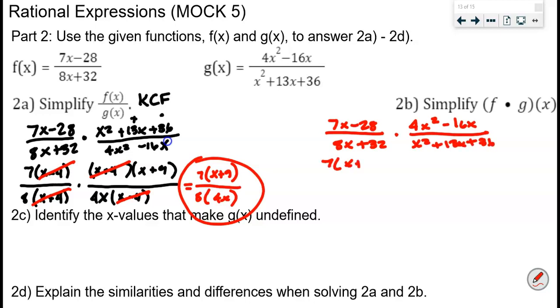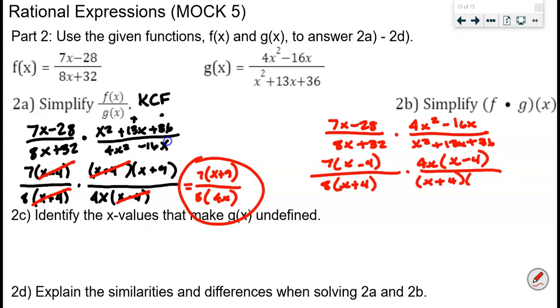So 7 times x minus 4, no, sorry, I did that again, y'all. This one's going to be 8 times x plus 4, times we got 4x here, we got x minus 4. And then here we've got x plus 4 and x plus 9, right? I only see one thing that reduces, y'all. The 4 and the 8. So this 4 can reduce that 8 to 2. That's it, y'all. I don't see anything else that can reduce. Do you guys?